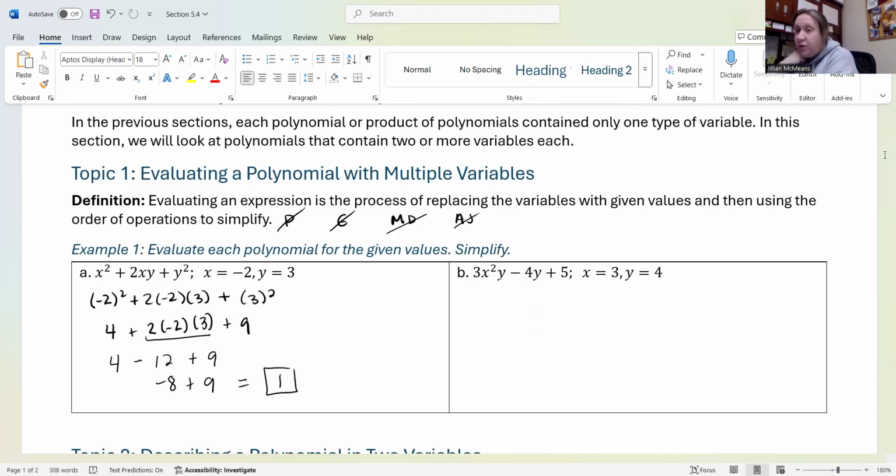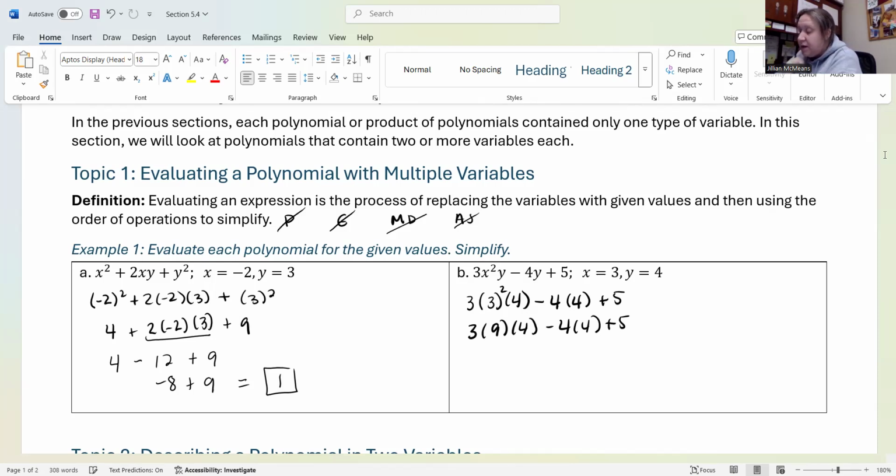Okay, let's look at part B. So for part B, we have 3x squared times y minus 4y plus 5. We're going to evaluate for x is 3, y is 4. Okay, so I get 3 times x squared, which is really 3 squared, times 4, minus 4 times y, which is 4, plus 5. We do need to deal with an exponent first. So we have a 3 squared. 3 squared is really just 3 times 3, which is 9. So this is going to get rewritten as 3 times 9 times 4, minus 4 times 4, plus 5.